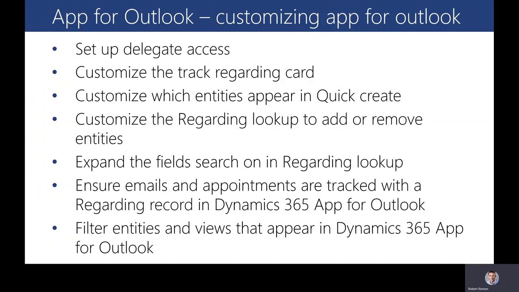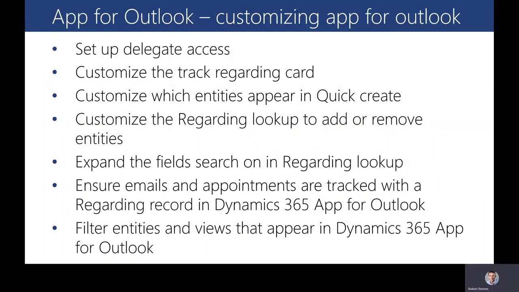You can ensure emails and appointments are tracked with a regarding record in Dynamics 365 app for Outlook. This ensures that everyone in your organization who has the app for Outlook always tracks the email or appointment with a regarding record. You can filter entities and views that appear in the Dynamics 365 app for Outlook.